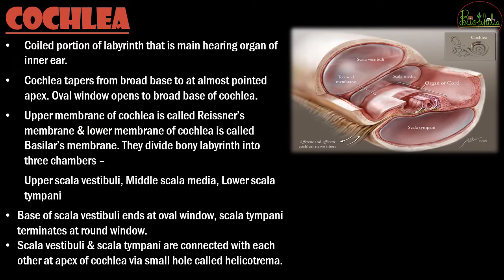Then in the labyrinth, we have to discuss first the cochlea. अब cochlea क्या है? It is the coiled portion of the labyrinth, which is the main hearing organ. So ear के दो functions होते हैं. First is the function of hearing, and the second is the function of balancing. So hearing का जो काम करने वाला है, that is because of the cochlea. In the next few minutes we will see about the ear that is functioning with balancing. But hearing, जो भी आवाज आप सुन रहे हो, that is because of cochlea.